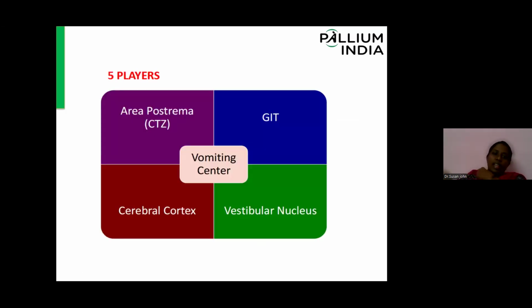So you have to think of the four areas: the area postrema, that is in the CTZ, the GIT, the cerebral cortex, and the vestibular nucleus.